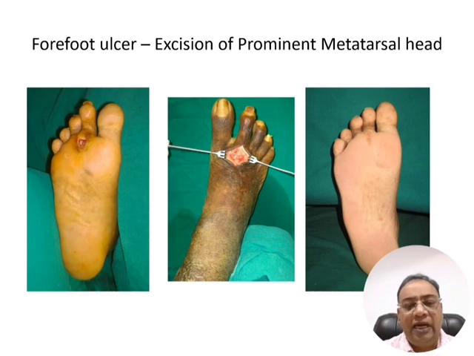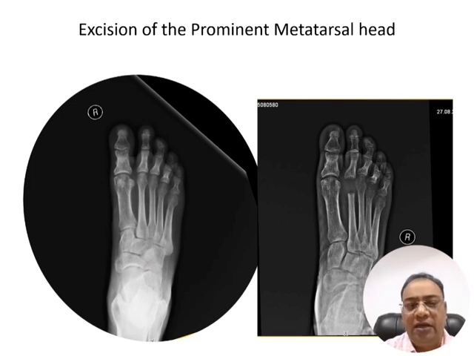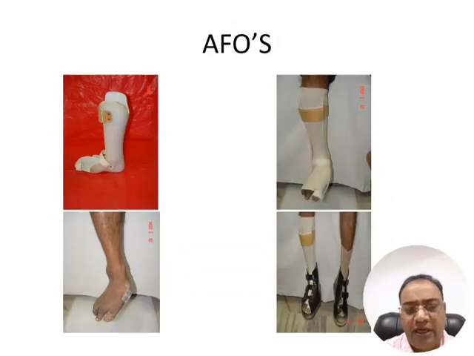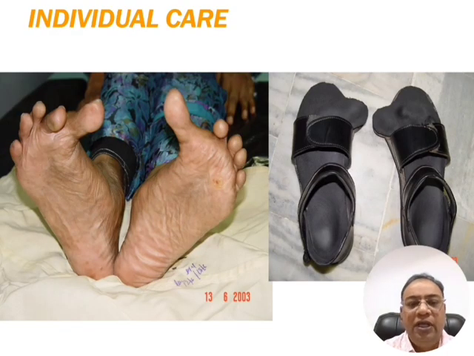There is another where if we have a second metatarsal head prominence leading to ulcer formation, then we did a metatarsal head excision. Because of that, the ulcer didn't recur and it healed completely. This is the X-ray where the metatarsal head has been excised. There is another way for the first metatarsal head where we do Robert Jones EHL transfers. There are air force boots to accommodate the deformities and offloading offered. This is an individual offloading device or footwear which has been customized for the individual patient.